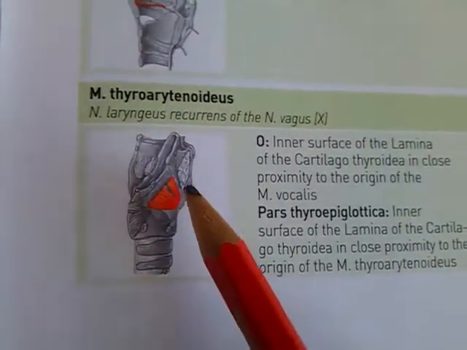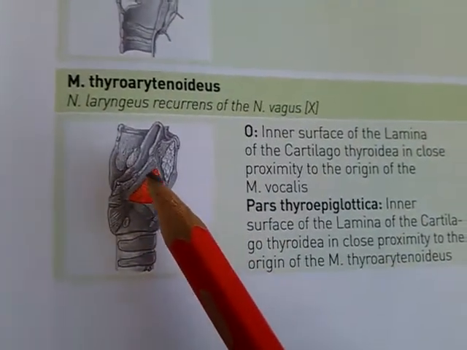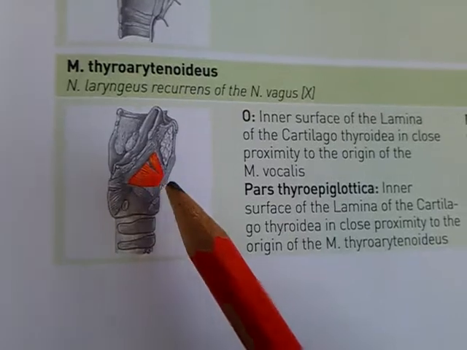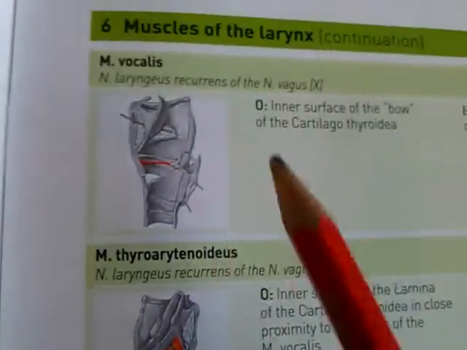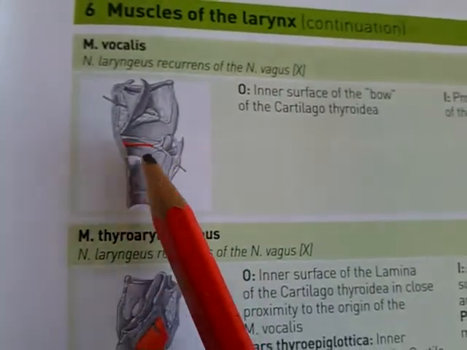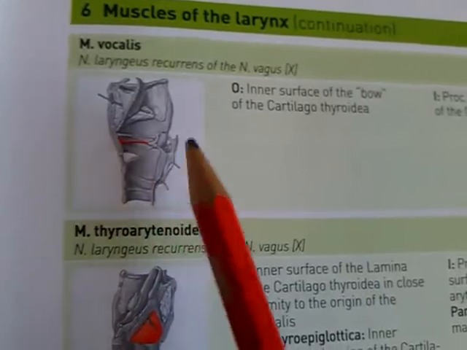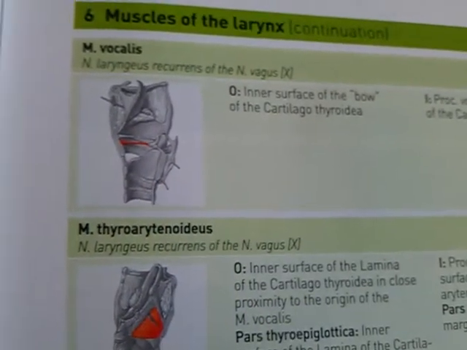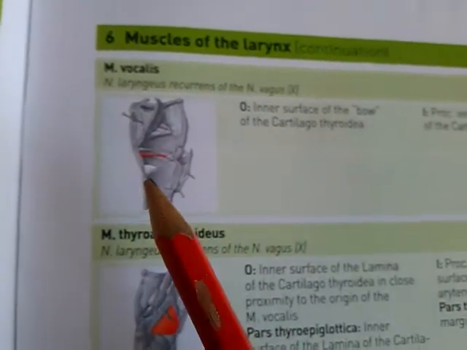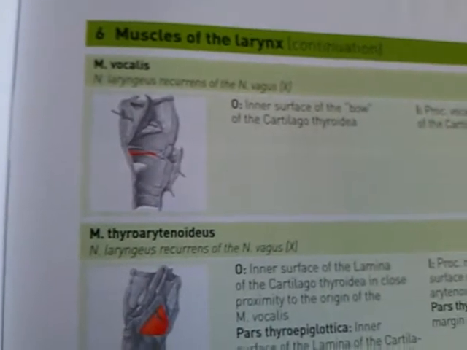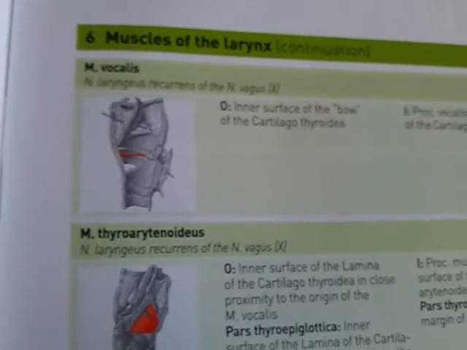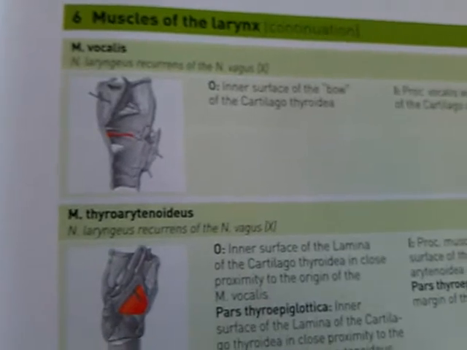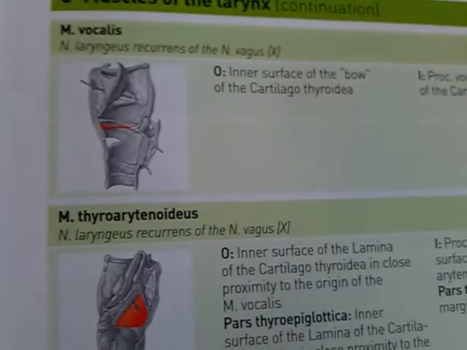And then you have thyroarytenoid muscle. And the deep part of this muscle is named vocal muscle, vocalis. And this is the one that tenses the vocal cord and forms the edge of rima glottidis and regulates the ability of the vocal fold to vibrate.